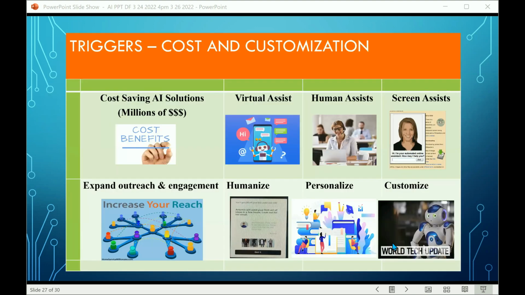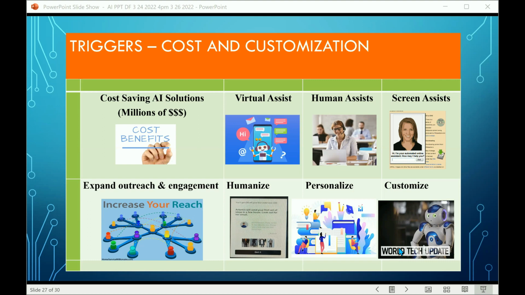And triggers of cost and customization. There are 3 cost-saving AI tech tools: virtual assistants or chatbots, human assist, where the computer routes tough questions to a human, and screen assist, computer chat. These all address issues that affect customer service, costs, and revenues, and basically save millions of dollars. AI also raises productivity and efficiency in healthcare delivery, improving care outcomes, patient experiences, and access to medical services.